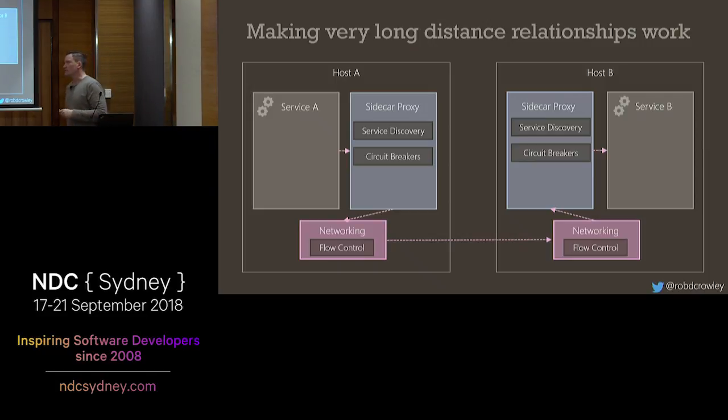But again, what can we do to overcome this? So before, if we had all of this concern being with the application services themselves, what we could do is give every service its own dedicated sidecar proxy, which could run cross-process. An example of this is Netflix Prana.